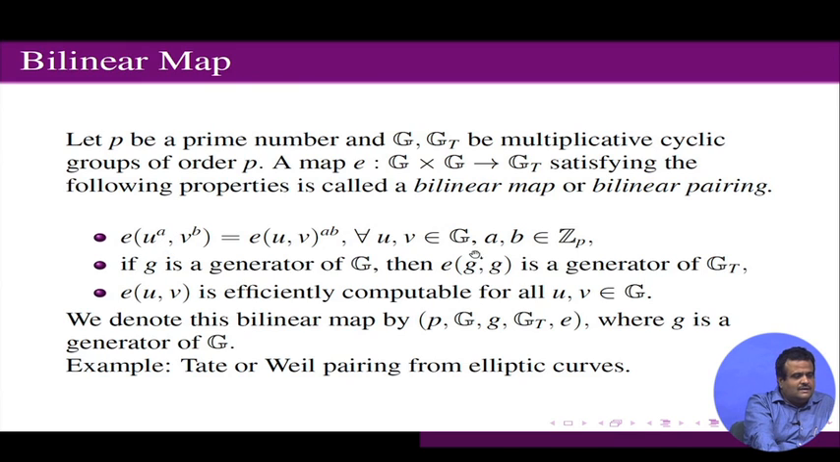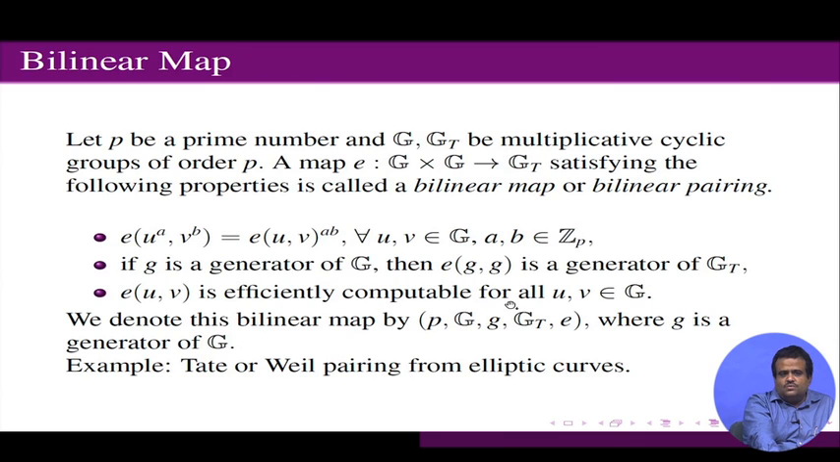So, a belongs to Z_p. So, g to the power a belongs to G, and similarly g to the power b will also belong to G. So, we can operate e on this, because e is a mapping from G cross G to G_T. This is the bilinearity property. And if g is a generator of capital G, then e(g, g) should be the generator of G_T. That means e(g, g) should not be equal to the identity element of G_T, and e(u, v) should be efficiently computable.